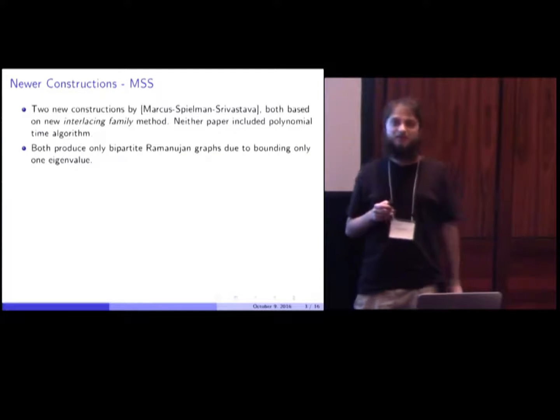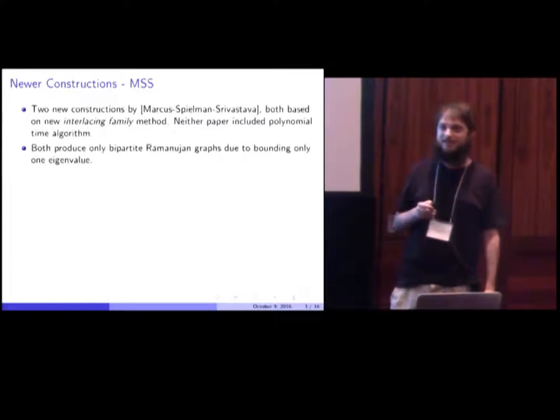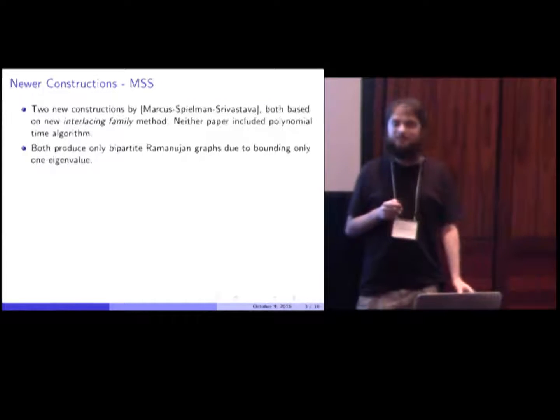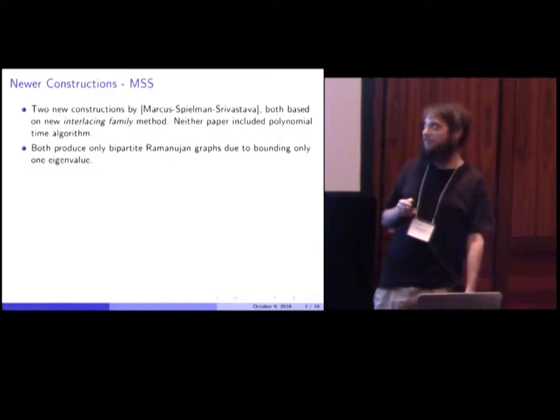But the great property of bipartite graphs is that their eigenvalue spectrum is symmetric. So if you bound the max eigenvalue, you automatically bound the min eigenvalue. It lets you cheat, basically. It lets you do something you shouldn't be allowed to do. But because we can't do what we really want to do, we can't get non-bipartite Ramanujan graphs with this method at all, as far as we know.